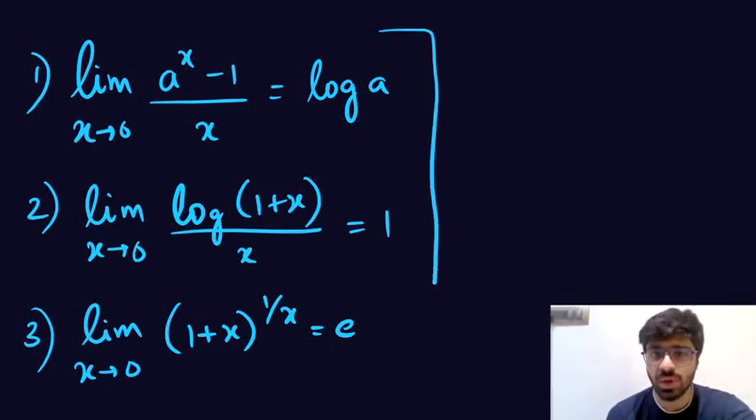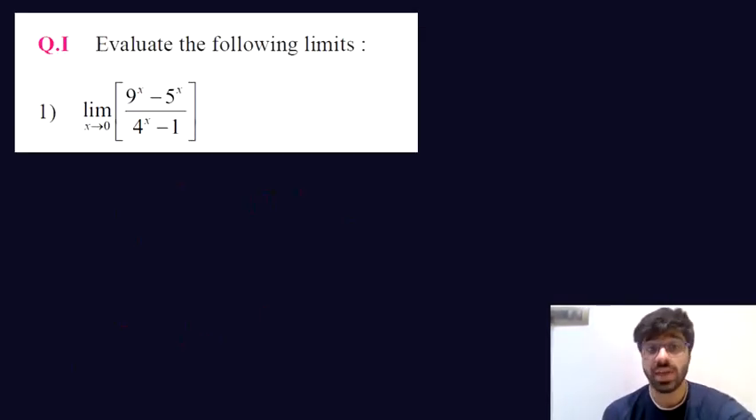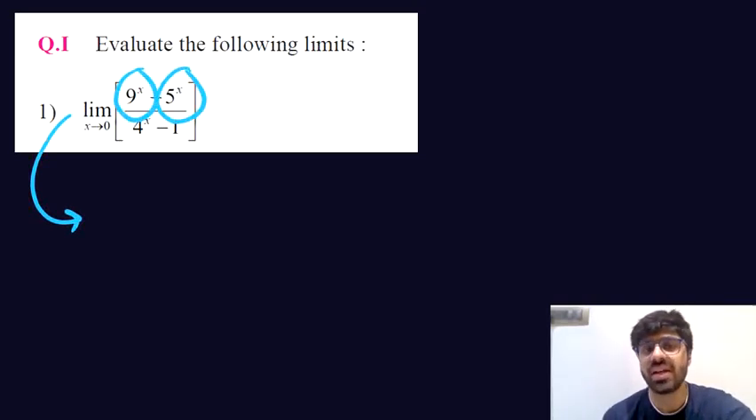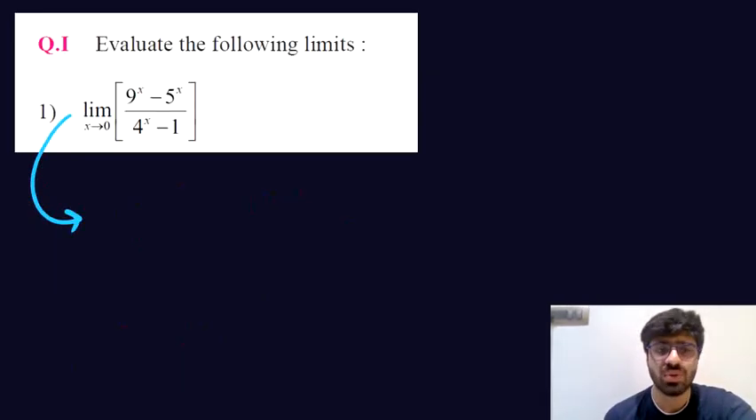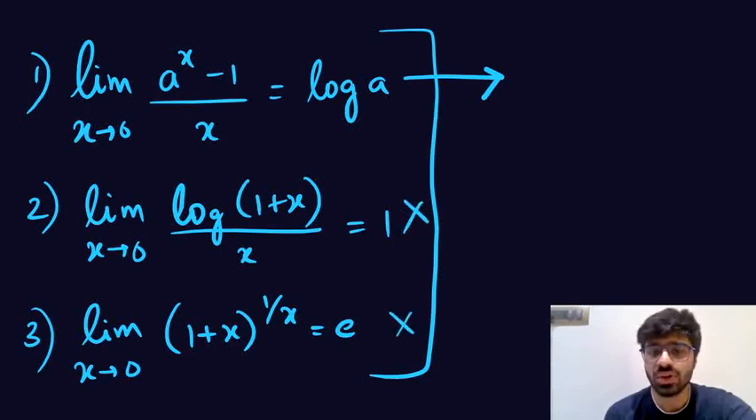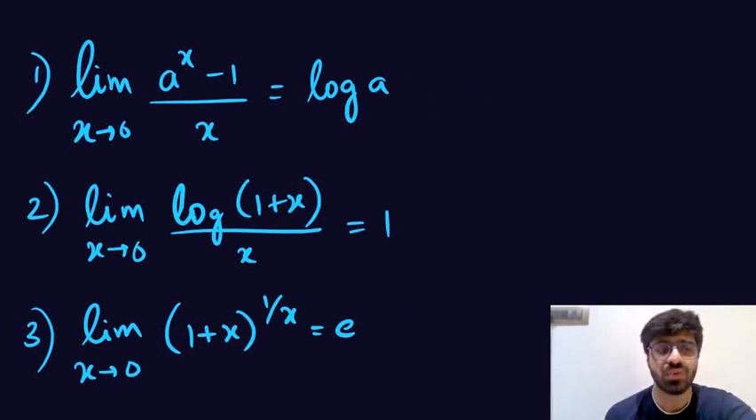Just check these formulae once, and once you are thorough with all of them, just learn them properly, and once you have memorized all these results, we can go ahead with the questions. So yeah, take the first question. See, 9 power x minus 5 power x upon 4 power x minus 1. It is very much clear. You have to use the first formula. The expression you have here is nowhere close to the second or the third formula. And that is the reason we are going ahead with using the first formula.